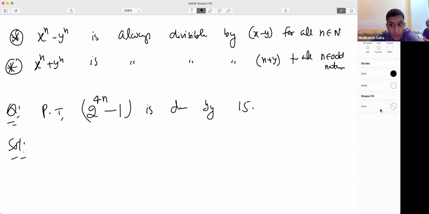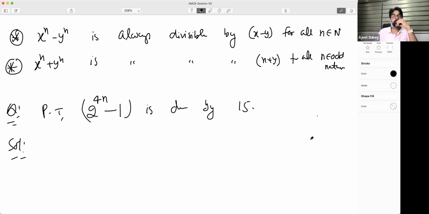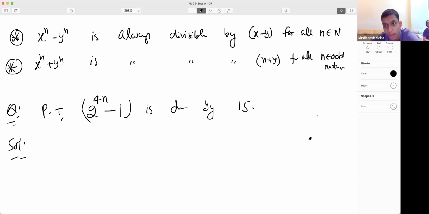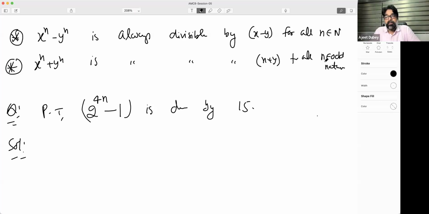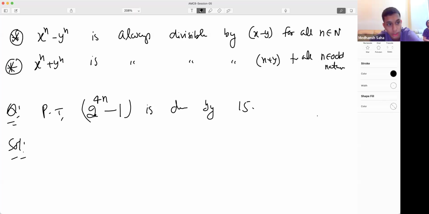Sir, in the question, written P dot T something. Sir, can you just tell what is written over there? Where? Here, next to the question, next to Q. Prove that. Oh, prove that.